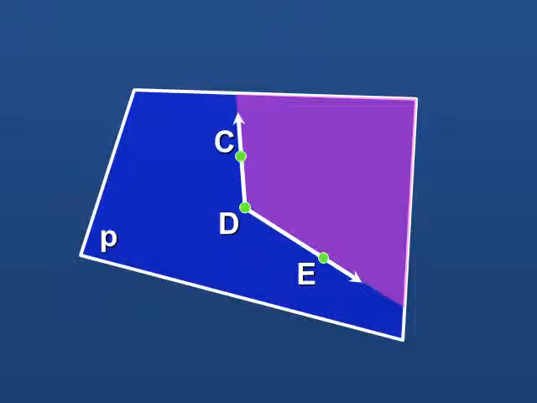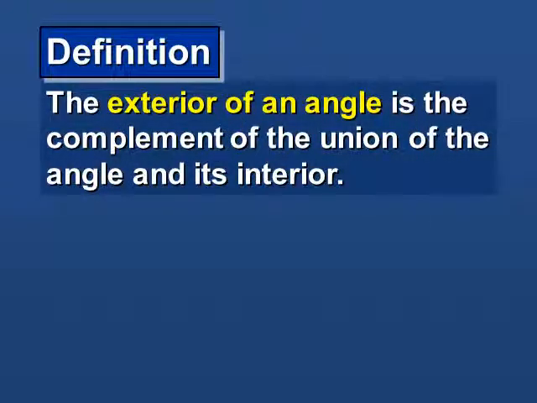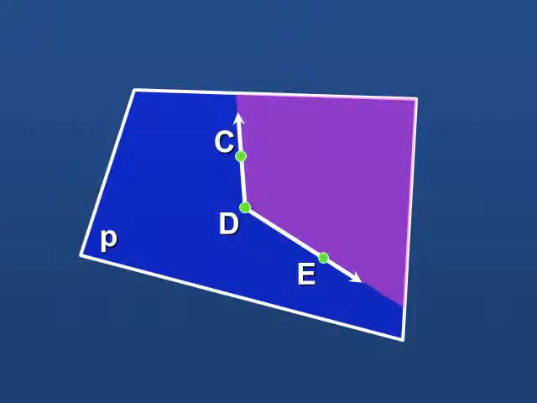The angle itself is CDE or EDC. And as you would expect, the exterior of the angle is the complement of the union of the angle and its interior. So it's everything except the angle and the interior of the angle. So if we go back to this picture, the blue section is the complement.